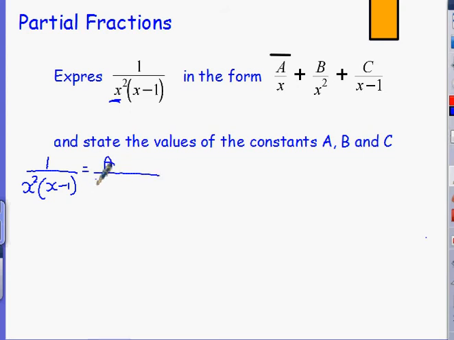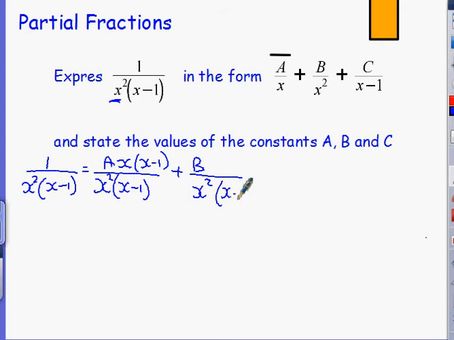So A over x needs to be x squared times x minus 1. So to make that x squared, I've got to times it by x. So I'm going to times top and bottom by x. Then I also need to times top and bottom by x minus 1. So now I know I've got that correct. I've got B over x squared. Well, I need it to be x squared times x minus 1.